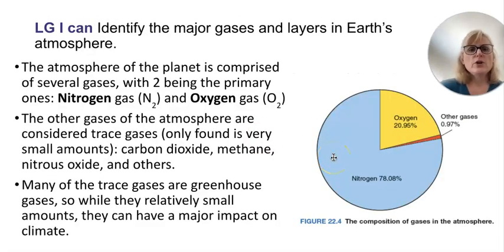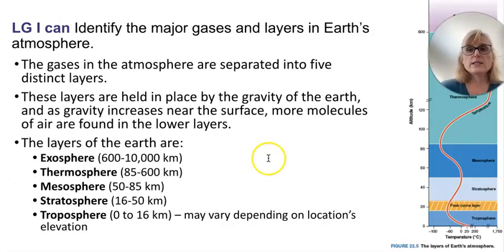All right, you also need to know that nitrogen makes up most of the atmosphere at 78%, and oxygen is about 21%. The other gases are found in very small amounts, but our greenhouse gases like CO2 and methane, even though they're found in small amounts comparatively, pack a big punch. We'll study that later this year.